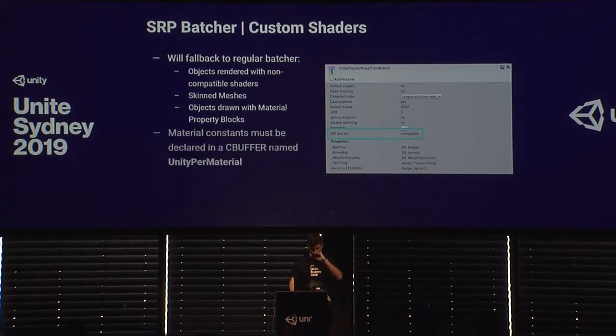And if you plan to write your own shader, all you need to do is to declare these properties in a buffer called Unity per material. And then the shader will be magically compatible with our new SRP Batcher. There's a huge blog post, by the way, on this subject, on this Batcher and on the way how you write custom shaders for it. That's on the blog. So if you search for SRP Batcher, you will find it. There's a lot more information that I can provide now.